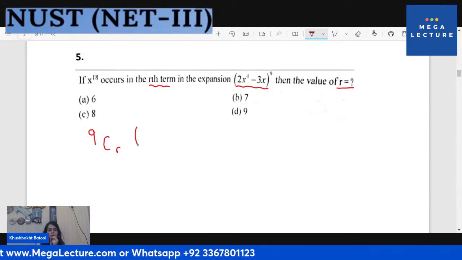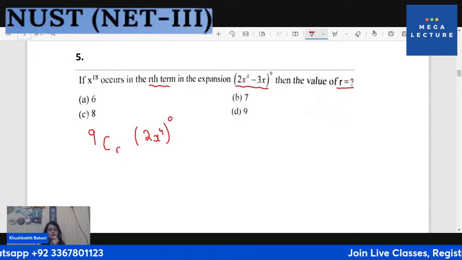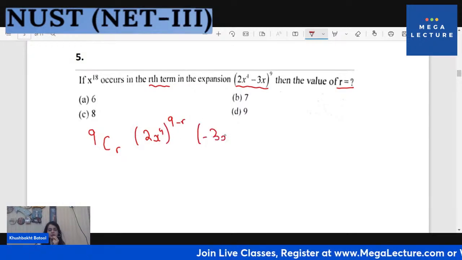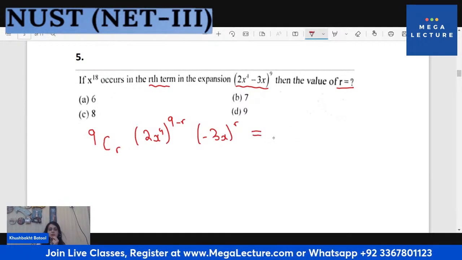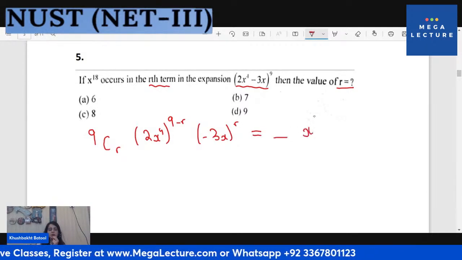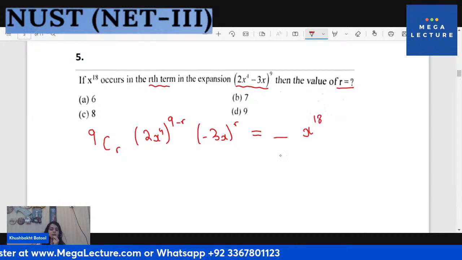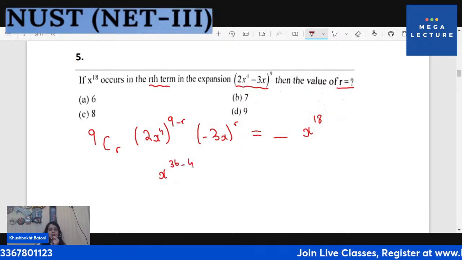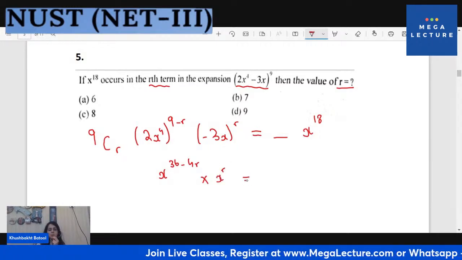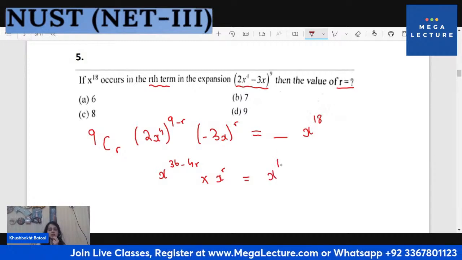9Cr (2x^4)^(n-r) (-3x)^r, and this thing equals something with x to the power 18. I'm only interested in the x term, so I'll simplify this here as well. 4 into 9 is 36, minus 4r, multiplied by x to the power r, equals x to the power 18.